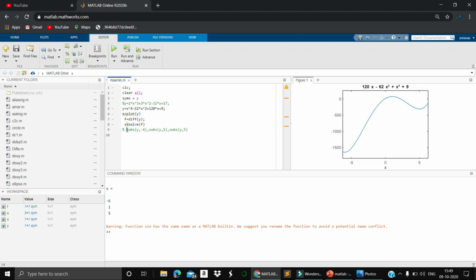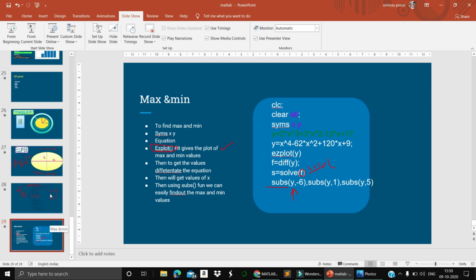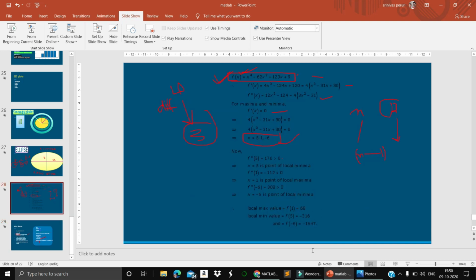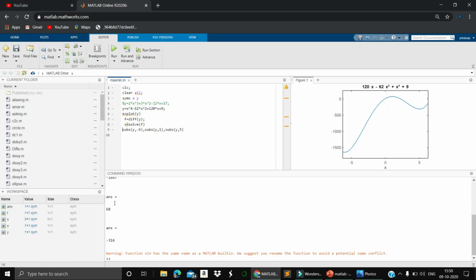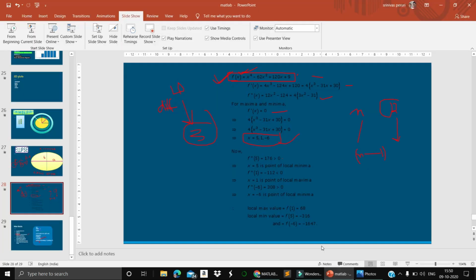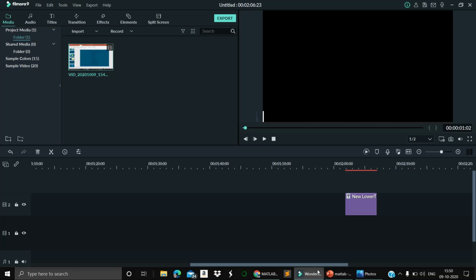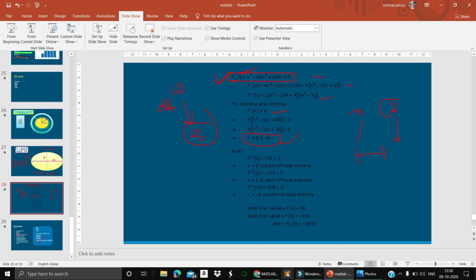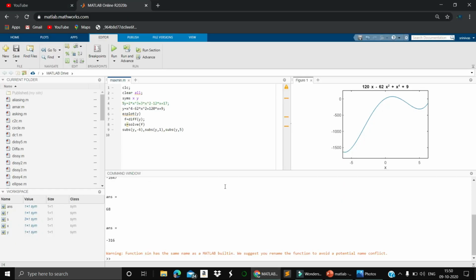When I use the subs function, we will get the values, like in the previous slide we saw, right. When substituting minus 6, we will get minus 1647. In the previous slide we saw, right. When we substitute the values, for f of 1 we get 68, and for f of minus 6 we get minus 1647, and f of 5 minus 316, right. So minus 316. Okay, we got the values.